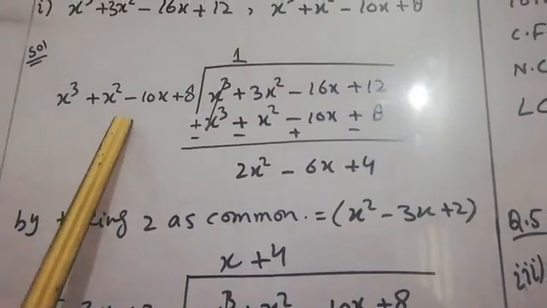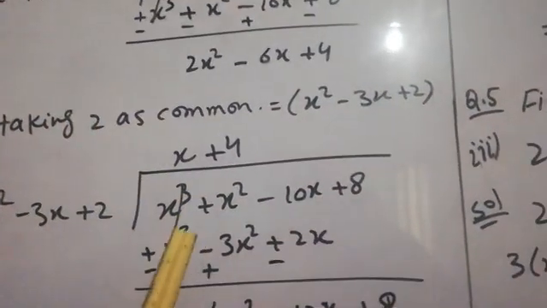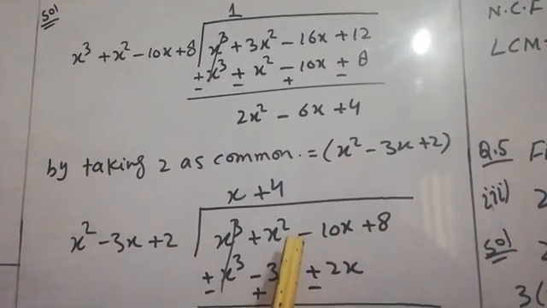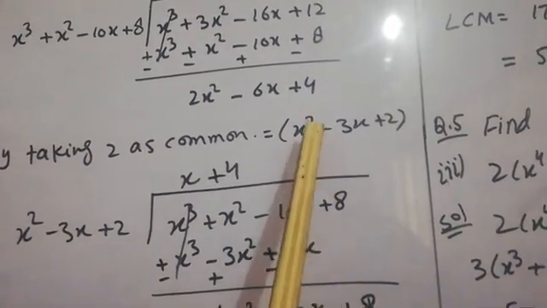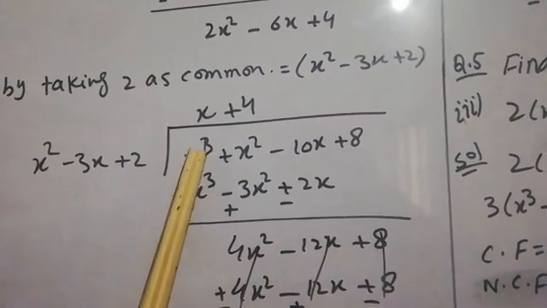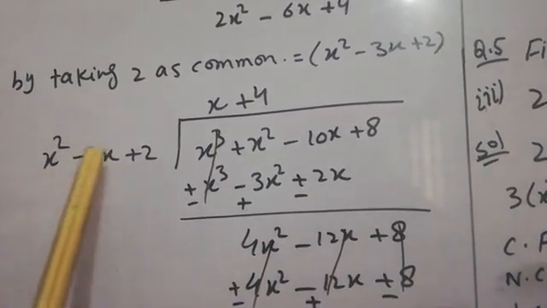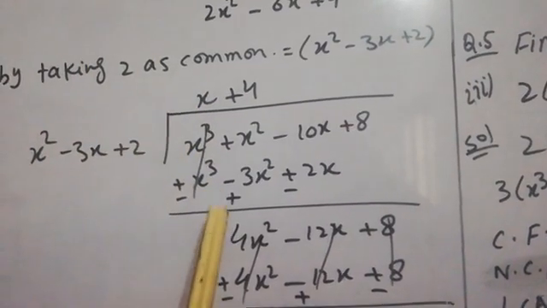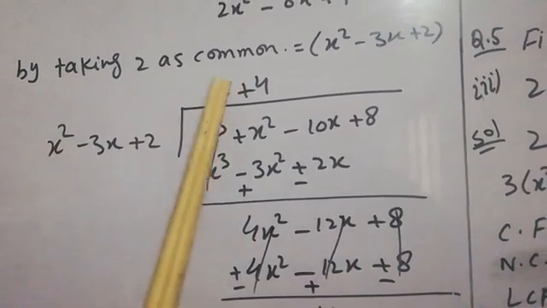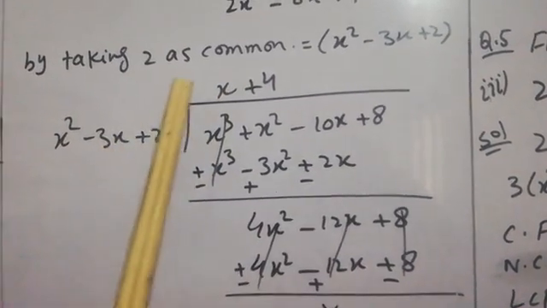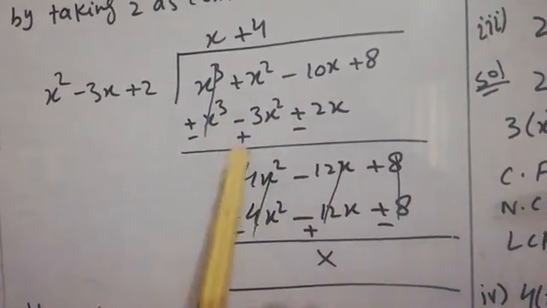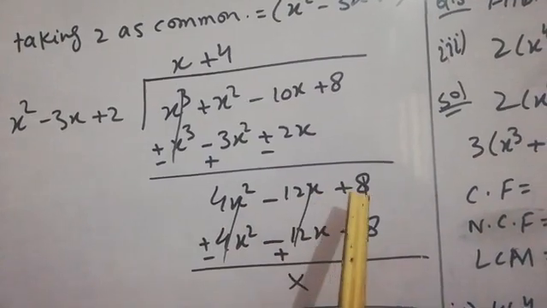and then we will write this divisor as the dividend. Now we will divide this expression by the new divisor. So x square minus 3x plus 2 means this is x cube and this is x square. First of all we will multiply this expression by x to make it x cube. When we multiply this expression by x, we will get x cube minus 3x square plus 2x. Write the values and subtract these values and we get 4x square minus 12x plus 8.